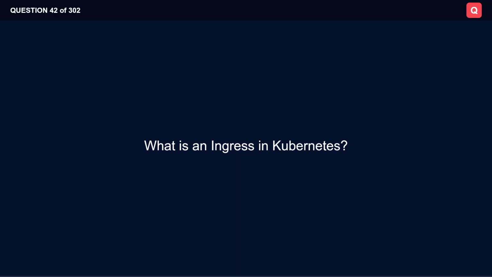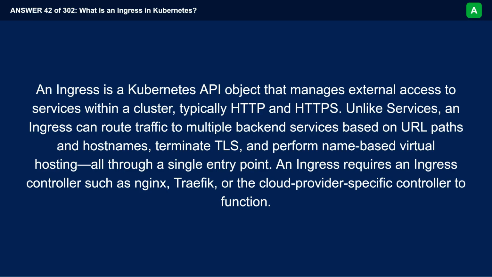What is an ingress in Kubernetes? An ingress is a Kubernetes API object that manages external access to services within a cluster, typically HTTP and HTTPS. Unlike services, an ingress can route traffic to multiple backend services based on URL paths and host names, terminate TLS, and perform name-based virtual hosting, all through a single entry point. An ingress requires an ingress controller such as Nginx, Traefik, or the cloud provider-specific controller to function.